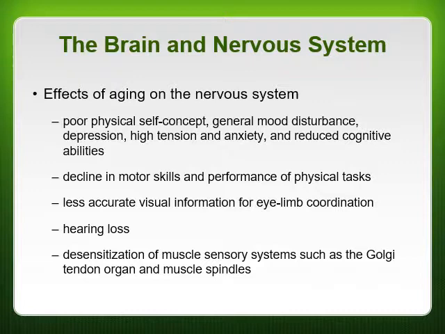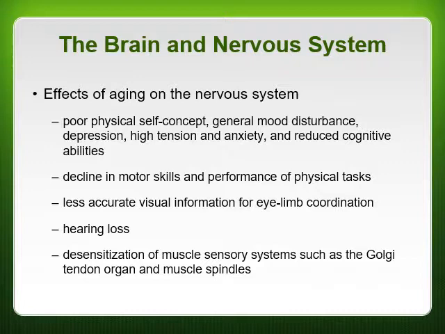From a brain and nervous system standpoint, there is a significant effect here, including on all of our sensory systems. When it comes to brain and mood, aging leads to a more negative physical self-concept. People don't think of themselves as highly from a physical standpoint as they get older. There are general mood disturbances. Depression is common with aging. High tension and high anxiety and reduced cognitive ability. So even your thinking gets affected as you get older.